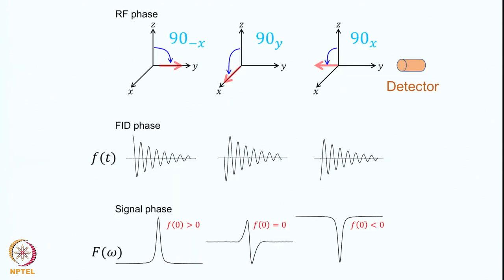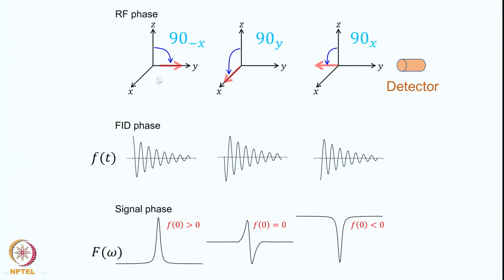We can apply various kinds of pulses along with the different phases, and let us look at what it results in terms of the spectrum. If I apply a 90 minus X pulse, the magnetization comes along to the Y axis. If I apply a Y pulse, it comes along to the X axis. If I apply a 90 X pulse, it goes to the minus Y axis as we indicated earlier. Now what will be the nature of the FID in these cases?